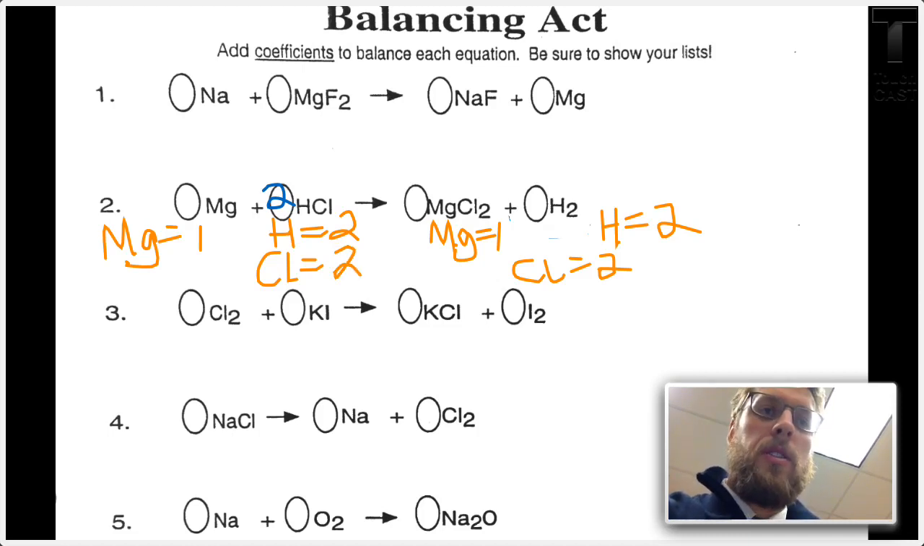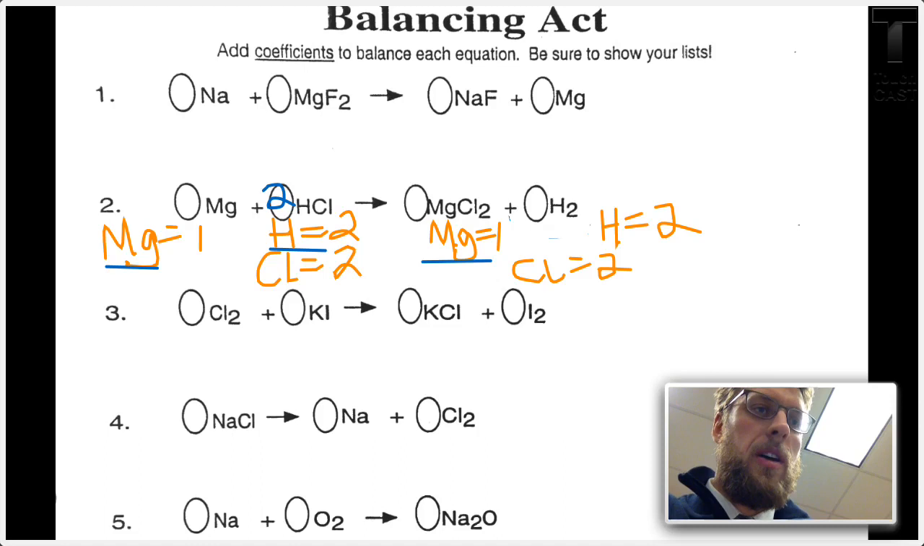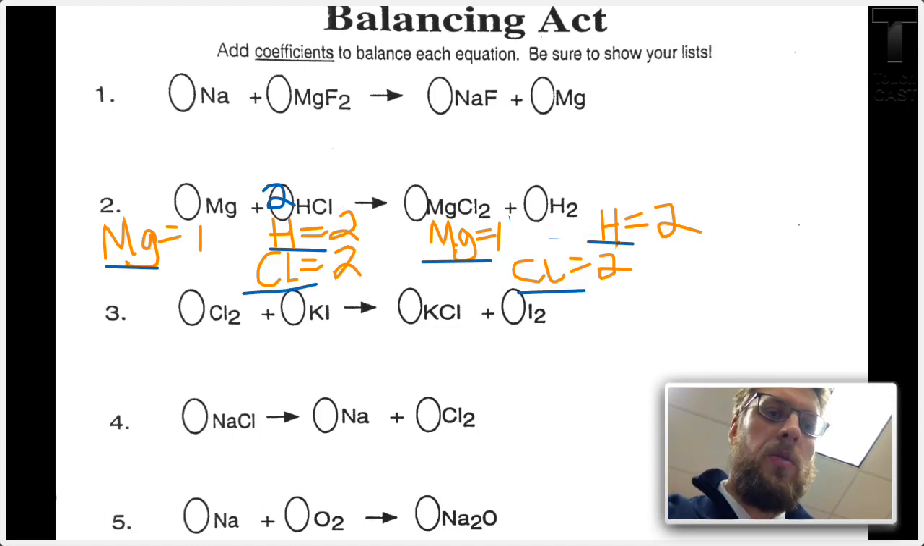Oh, that works. My magnesiums are balanced out at 1, my hydrogens are balanced out at 2, and my chlorines are balanced out at 2. Excellent work. Okay, go ahead and work through the rest of them on your own.